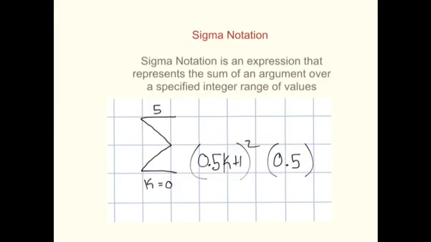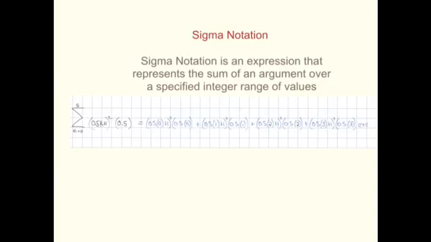Sigma notation is an expression that represents the sum of an argument over a specified integer range of values. For example, this problem would be read as the sum of 0.5k plus 1 squared times 0.5 from 0 to 5. To solve sigma notation problems, you must expand the argument, plug in the variable, and solve.